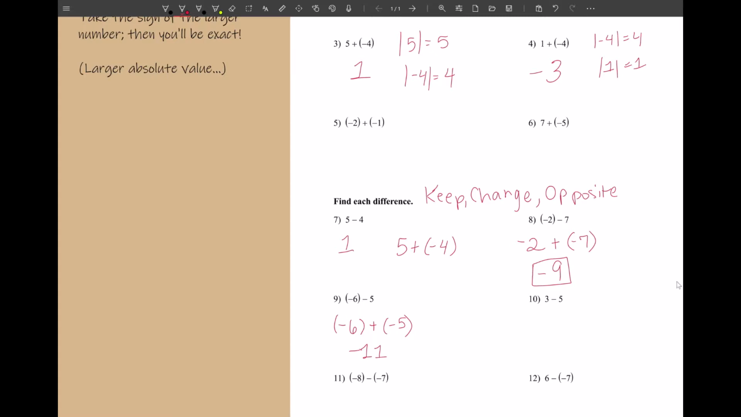Let's look at number 10. We've got 3 minus 5. Now you might be tempted to say that it's 2, but that's not the case. You've got 3 plus a -5. These signs are different, so I'm really doing 5 minus 3, which is 2. The greater absolute value is 5, and that 5 is negative, so my answer is -2. Go ahead and try 11 and 12 on your own.